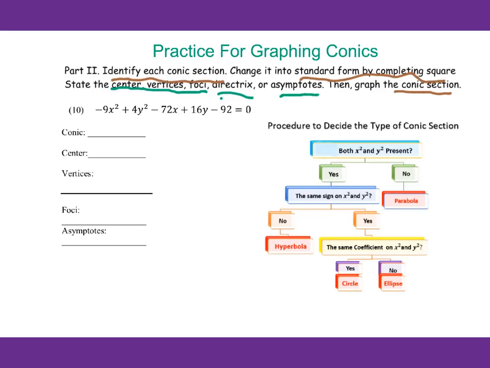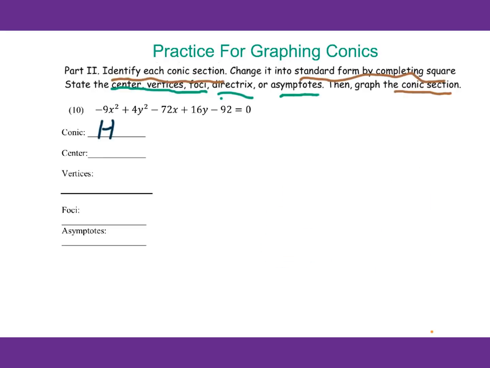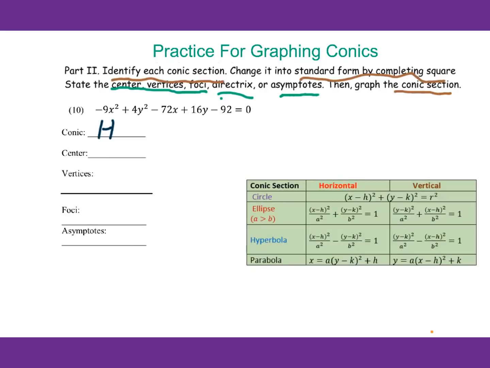According to this flow chart, since we have opposite signs for x squared and y squared, this is a hyperbola. Now we have to change this hyperbola into standard form. Since we have y squared minus x squared, the form will be y squared minus x squared equals 1.